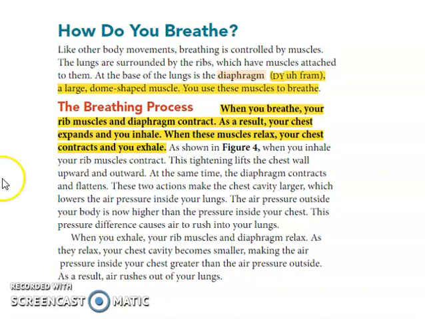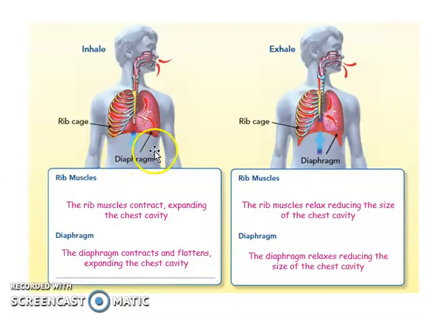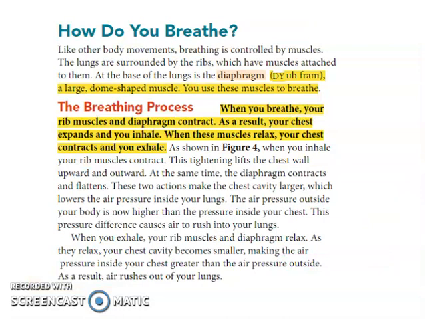So if I'm going to illustrate that one, the diaphragm is the base of our lungs. So this is the base. Now, the breathing process. When you breathe, your rib muscles and diaphragm contract. Remember the topic about muscles working in pairs? Same also in the process of breathing. So when we are breathing, our lungs and our muscles are also working in pairs.